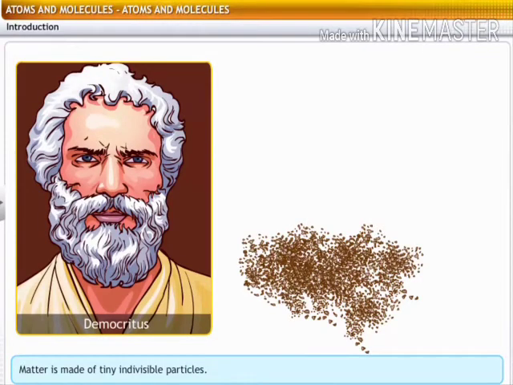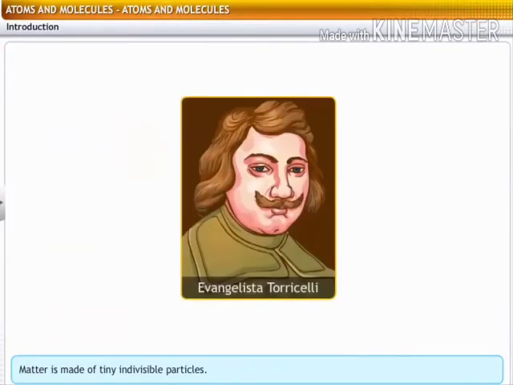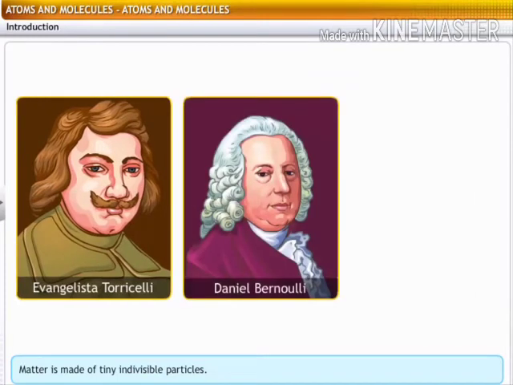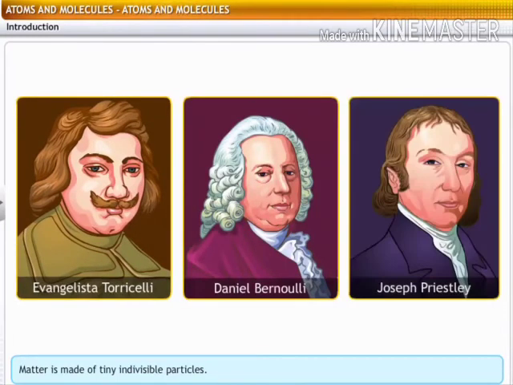Many scientists like Evangelista Torricelli, Daniel Bernoulli, Joseph Priestley, and Antoine Lavoisier started studying the natural world. Among them, Joseph Priestley discovered that substances could combine together or break apart to form new substances.